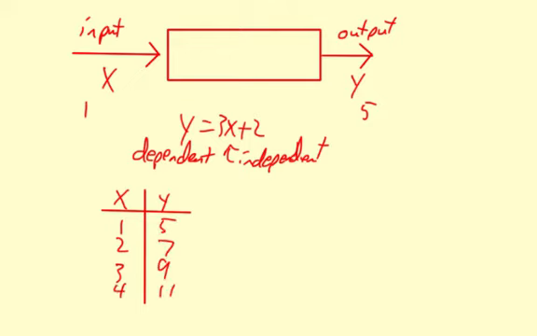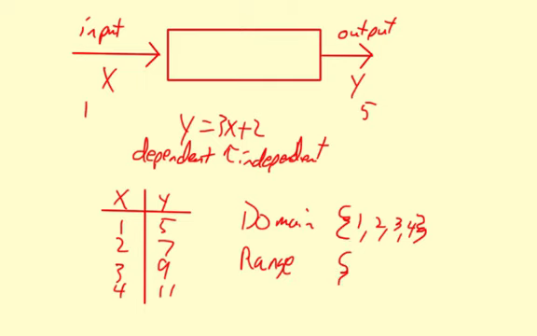Now this set of x values, that's the input, this is called the domain. And you can write it as a set, which means you use squiggly brackets. So it would be 1, 2, 3, 4, and then close the squiggly bracket. The range is a set of y values. Use squiggly brackets for that also. 5, 7, 9, 11.